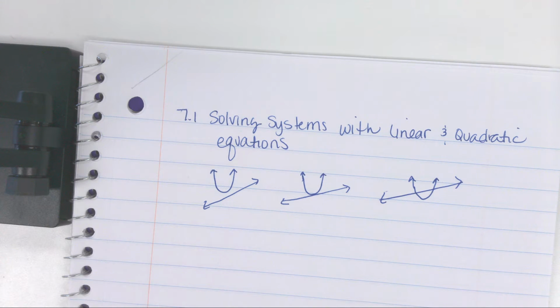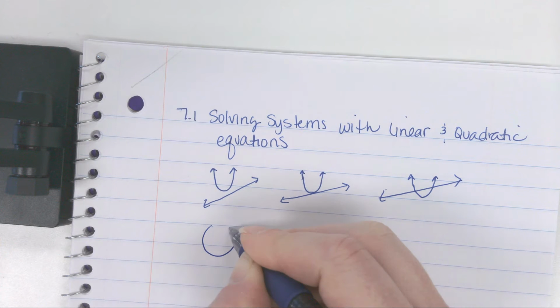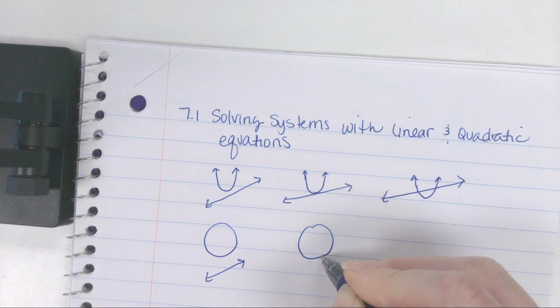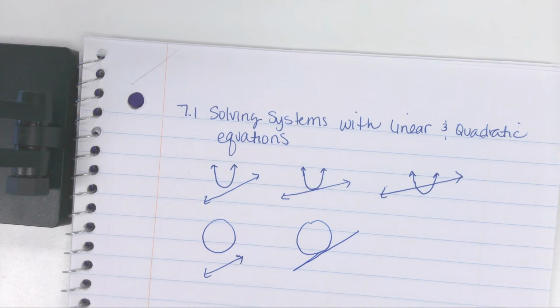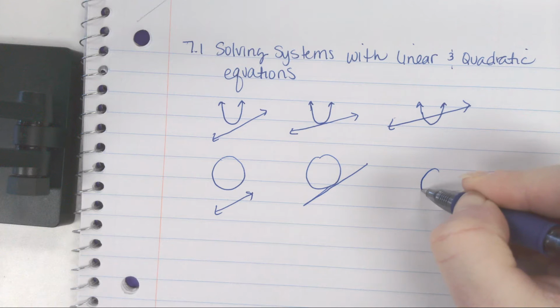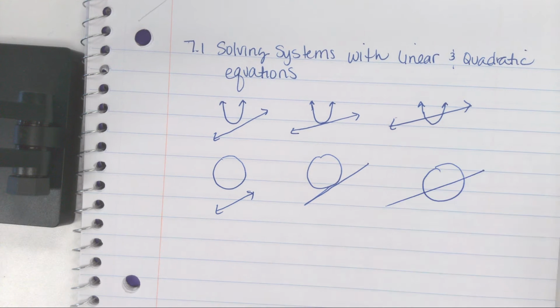Another quadratic that you might see is a circle. Did you guys know that that was a quadratic? Because it has an x squared. Okay, so it's kind of the same deal with circles and lines. It's possible they don't meet. It's possible they meet once. If you don't want to draw it, you don't have to. It's the same deal with any quadratic system, or it's possible they meet twice.